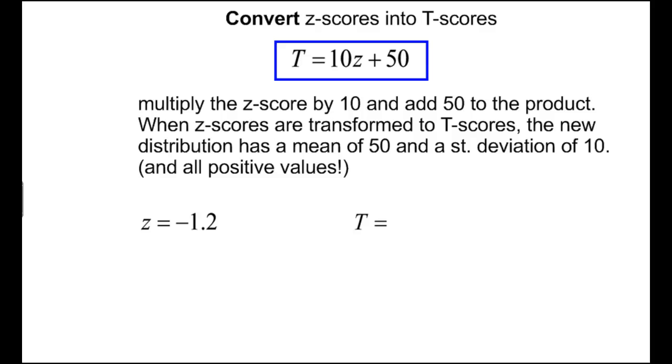Finally, converting to T-scores is a very easy conversion. You just do T equals 10Z plus 50 to convert. And the reason we do this, big thing is we have all positive values. We never have negative values now. And so we can convert this just by saying 10 times negative 1.2 plus 50. And we have our T-score there.